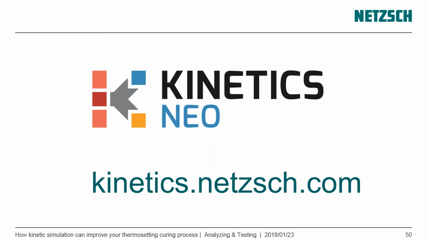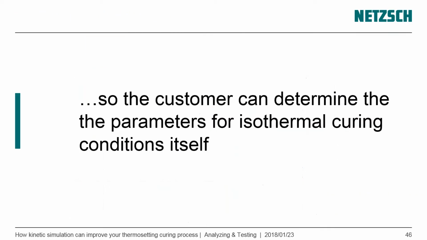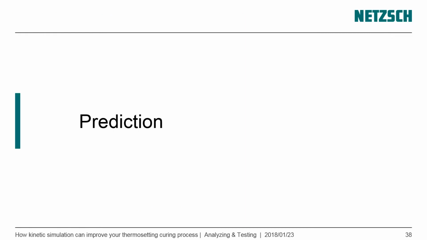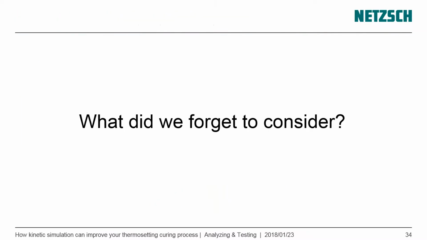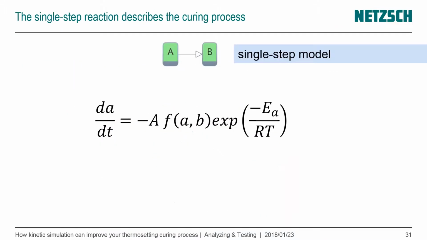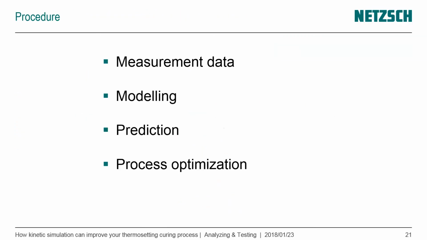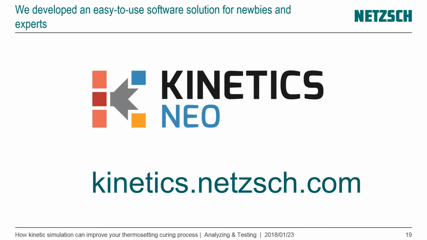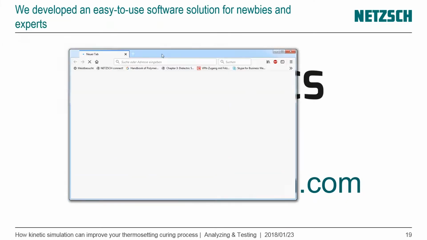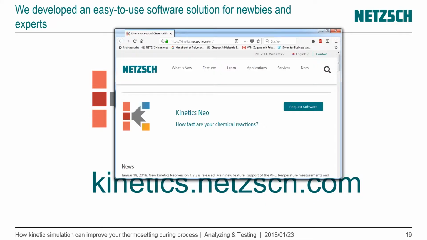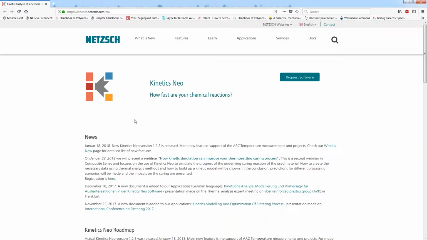There's another question. Is it possible to access the software although we don't have any NETZSCH DSC apparatus? Yes, it is. I will show you. Let's go to the early beginning of this presentation. In the PDF you could download, there is a link to our Kinetics NEO homepage. It's on slide 19. You can click on the Kinetics NEO logo, and then you will be redirected to our Kinetics NEO homepage.